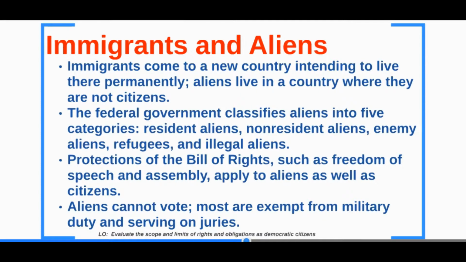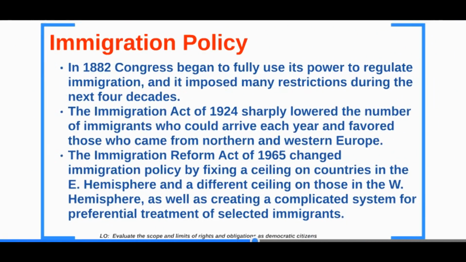Protections of the Bill of Rights, such as the freedom of speech and assembly, apply to aliens as well as citizens. Aliens cannot vote. Most are exempt from military duty and serving on juries. In 1882, Congress began to fully use its power to regulate immigration, and it imposed many restrictions during the next 4 decades. The Immigration Act of 1924 sharply lowered the number of immigrants who could arrive each year and favored those who came from Northern and Western Europe.